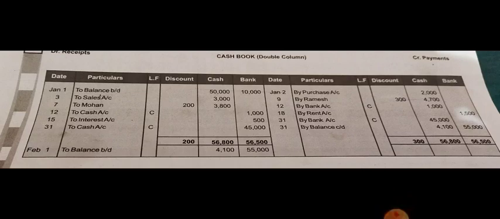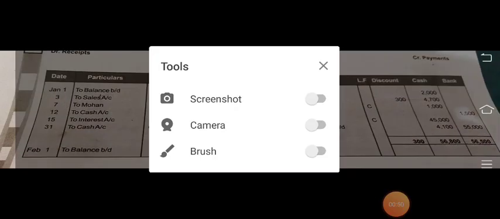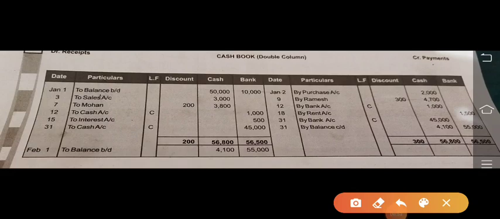Now the format will remain almost the same as we have discussed in the other cases, like date, particular, receipt, LF, cash, bank remained as it is. It's just that we have added one more account to it, that is discount account. This is on the debit side. On the credit side also we have date, particular, LF, discount, cash and bank. Right, students? So this is the format of our cash book with discount column.